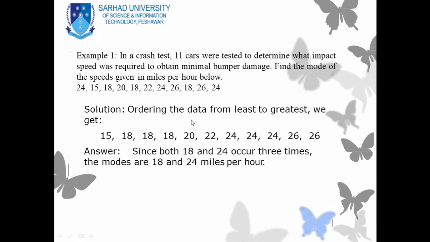After writing the data in ascending order, you see that 18 is repeated 3 times and 24 is also repeated 3 times. So the mode for this data is 18 and 24. But if no number is repeated most often, then we write that there is no mode. We don't write 0 as the mode, because 0 would be a number that repeated most often. If no number repeats, just write that there is no mode.